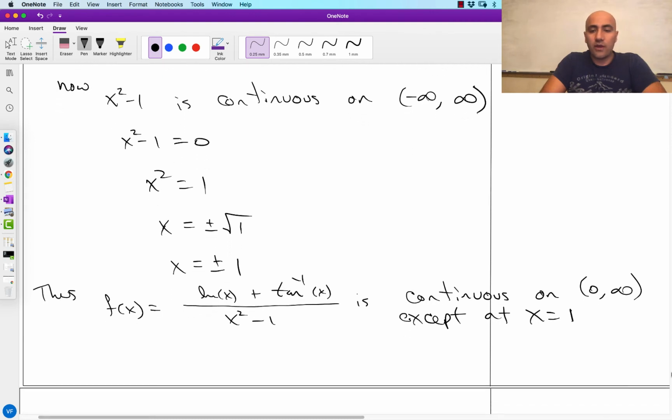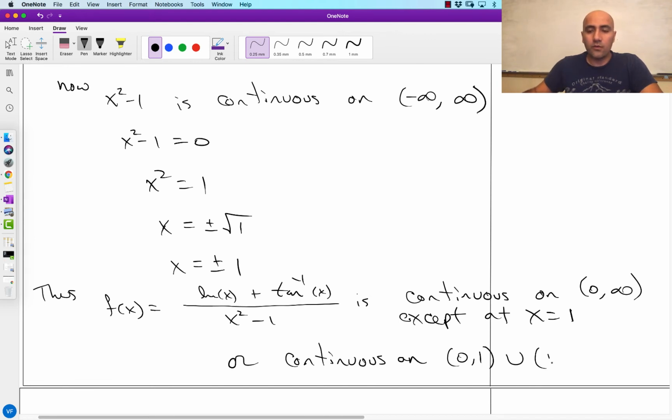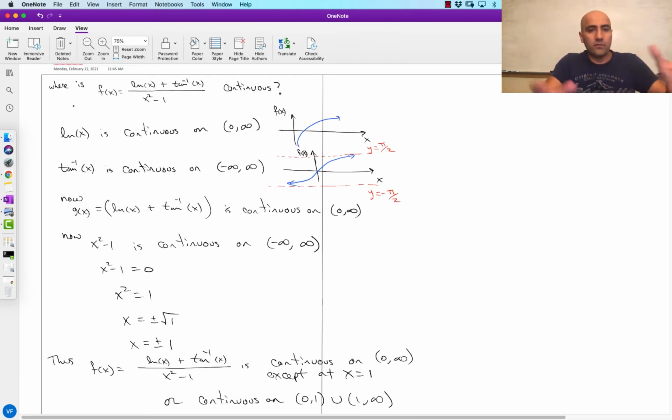So another way to describe this very set right here, I could just say continuous on parentheses 0, 1, close parentheses, union 1 to infinity. So from 0 to 1, union from 1 to infinity. And so from here, we see that the only place that there's a little hole is at 1, right? 1 is not in this set, 1 is not in that set. So that's where we can establish where this function is continuous. Okay, so to bring it back together, if the question is, when is this ugly looking function going to be continuous?